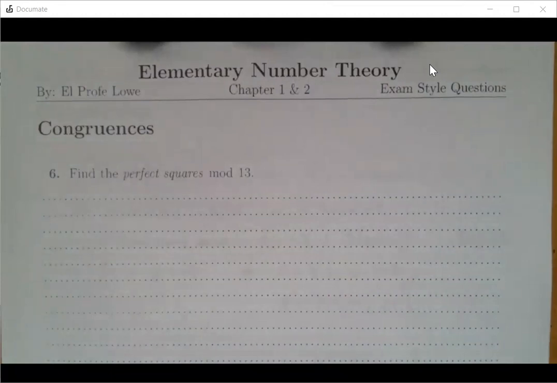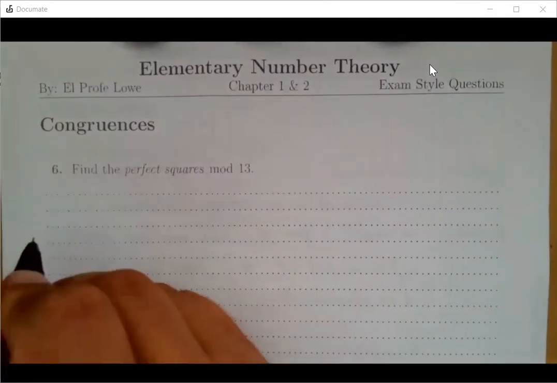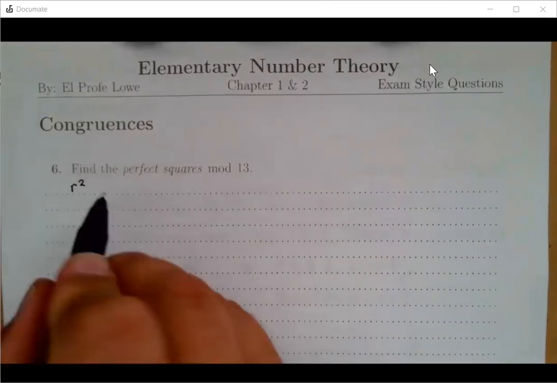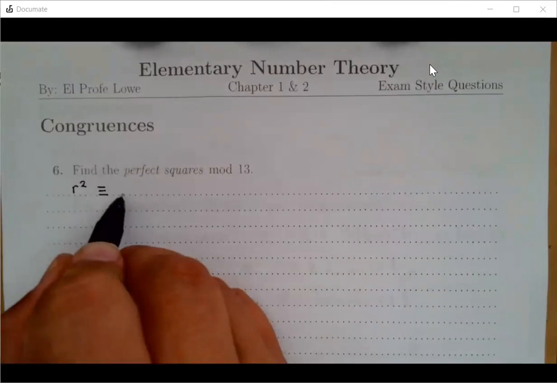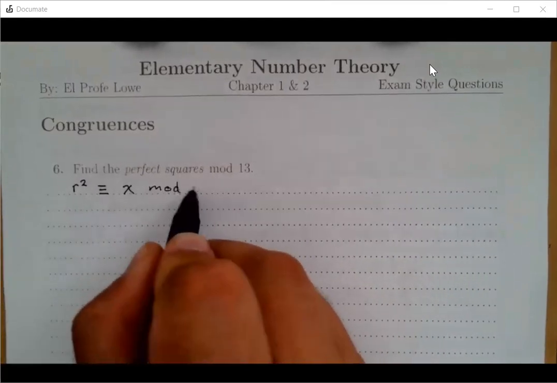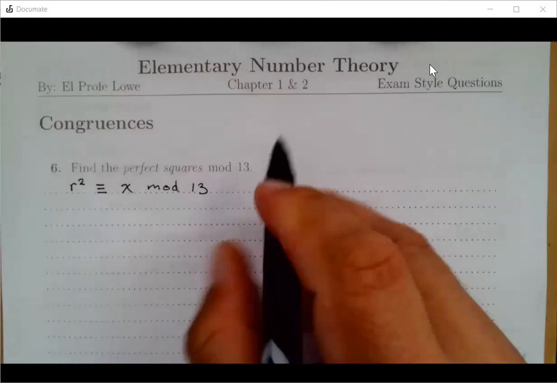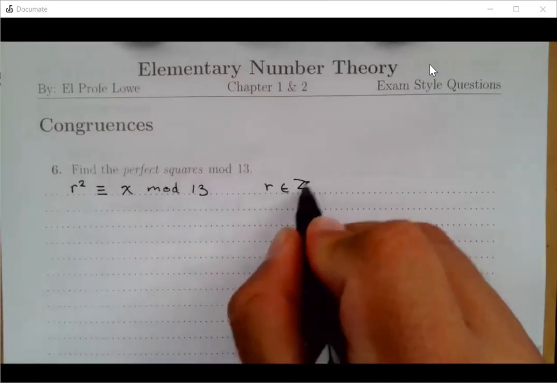Okay, so a few things here. So our remainder, essentially we're trying to say that r squared is going to be equivalent to something modulo 13, where r is going to be some integer.